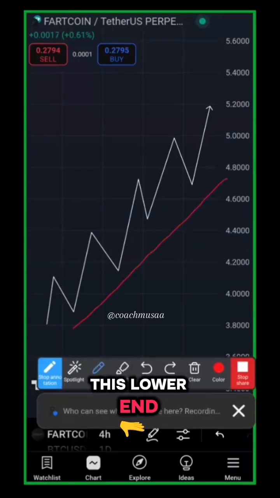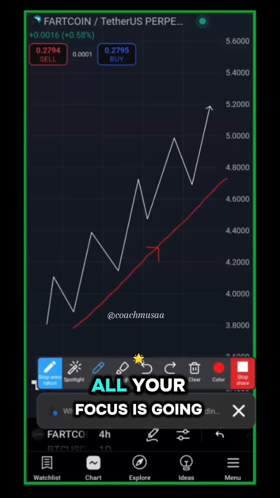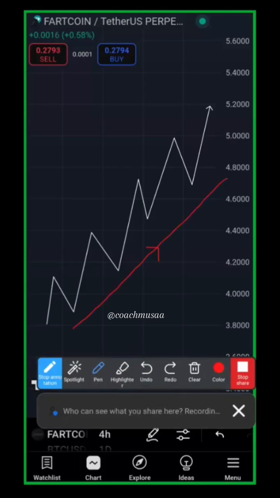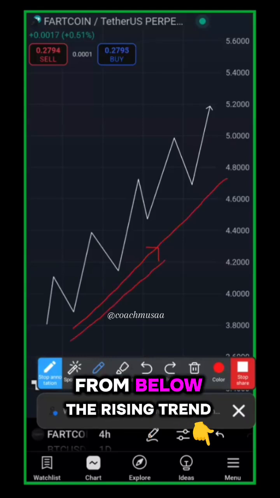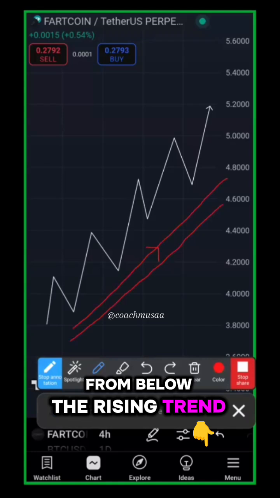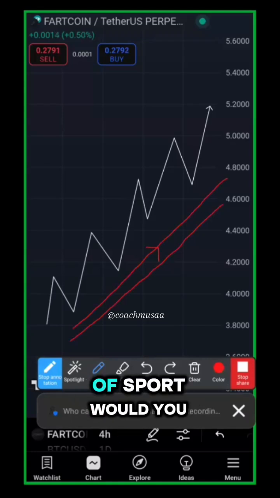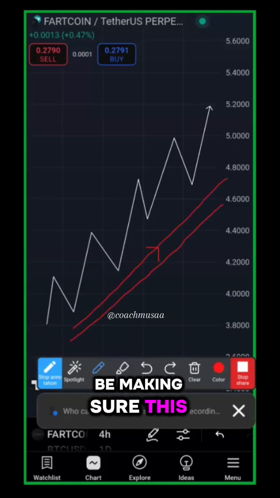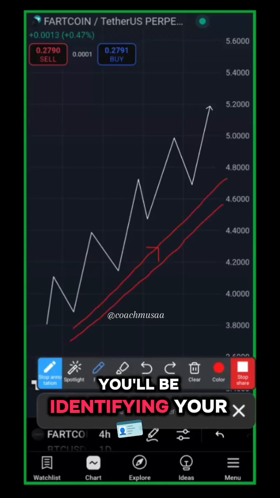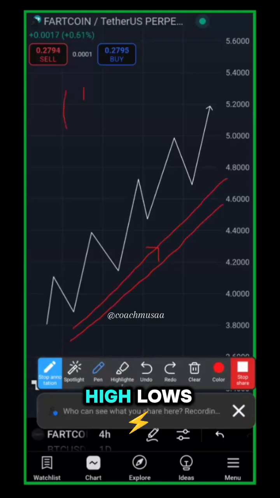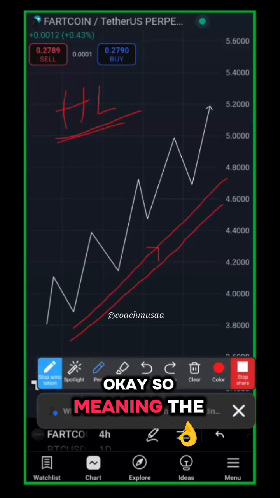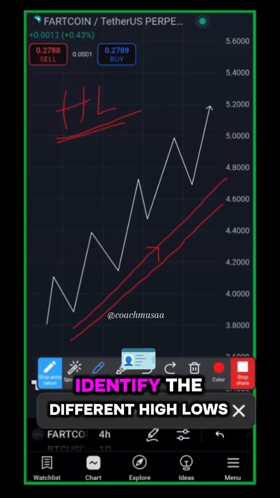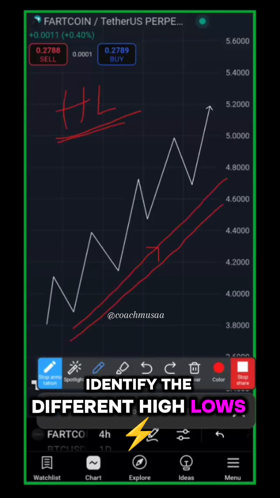Now, if you're going to draw it as a single line, your areas of focus would be at this lower end. Your focus is going to be in ensuring that the line is drawn from below the rising trend. And at what point or spot would you be making sure this line touches? You'll be identifying your higher lows. Meaning the entire thing is to identify the different higher lows.